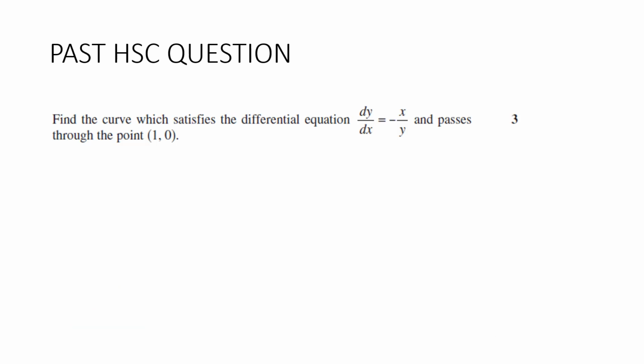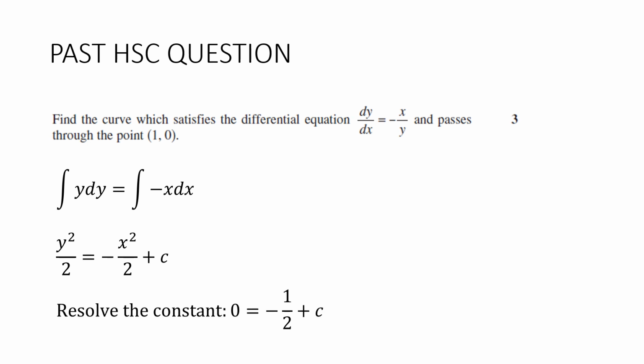Let's finish off with a past HSC question. Find the curve which satisfies the differential equation dy/dx equals negative x over y and passes through the point (1, 0). So we can see that we can separate the variables. So we're going to start by moving the y over this side and the dx over this side. Integrate both sides, I get y squared on 2 is equal to negative x squared on 2 plus c.